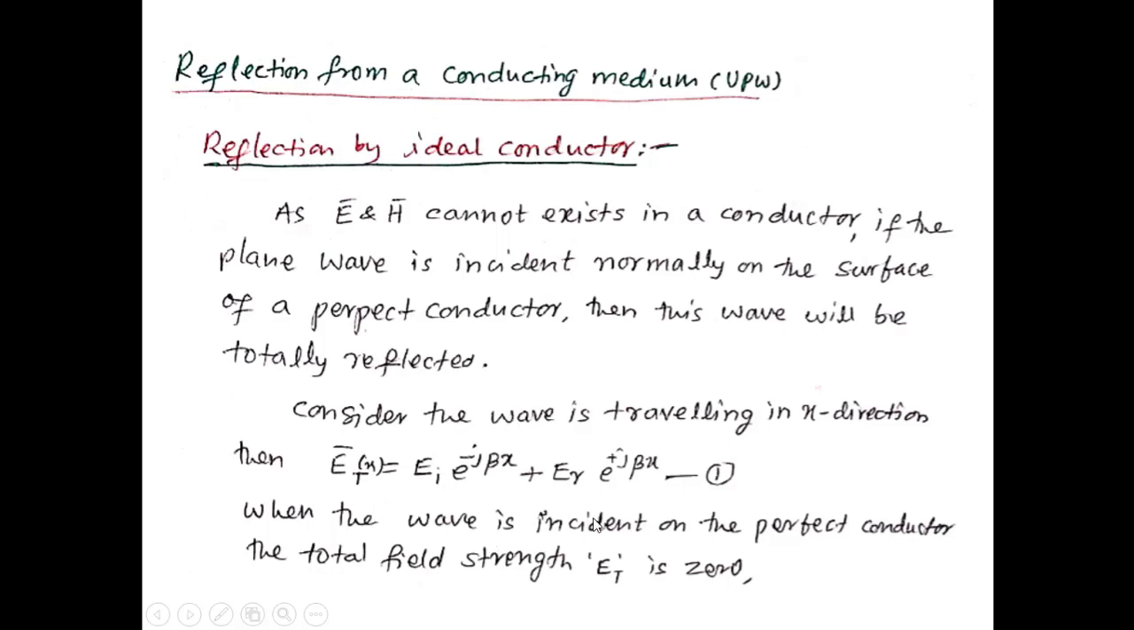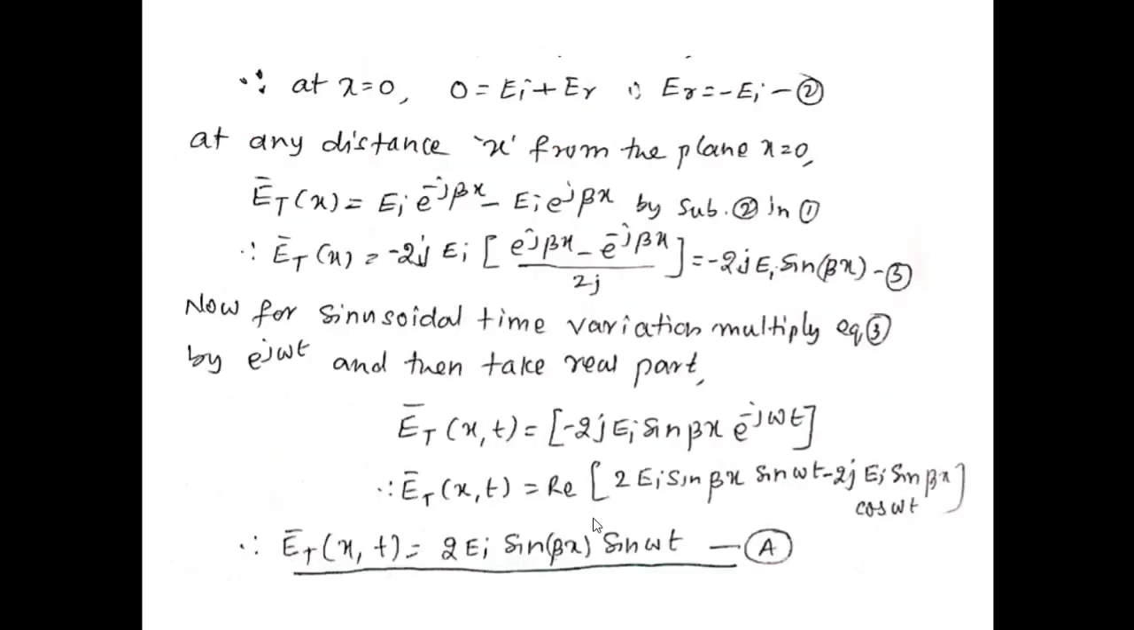When the wave is incident on the perfect conductor, the total field strength Et is 0. Therefore, at x is equal to 0, we will get Er is equal to minus Ei, equation number 2. At any distance x from the plane, we get Et bar of x is equal to Ei e raised to minus j beta x minus Ei e raised to plus j beta x, by substituting 2 in 1. Therefore, Et bar is equal to minus 2j Ei (e raised to j beta x minus e raised to minus j beta x) divided by 2j, which is equal to minus 2j Ei sin beta x.